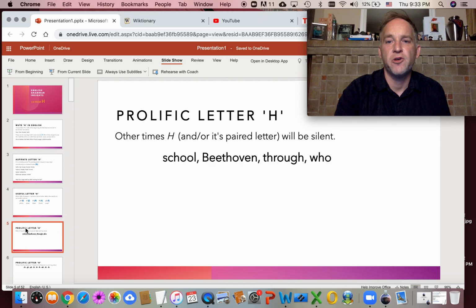Now, some people will argue about whether they're all digraphs all the time, and again, we'll make another video about these combinations, but I did want to point out that sometimes H paired with another letter will actually be silent, or it will make the other letter in the pair silent, or the entire pair will be silent. So here are some examples.